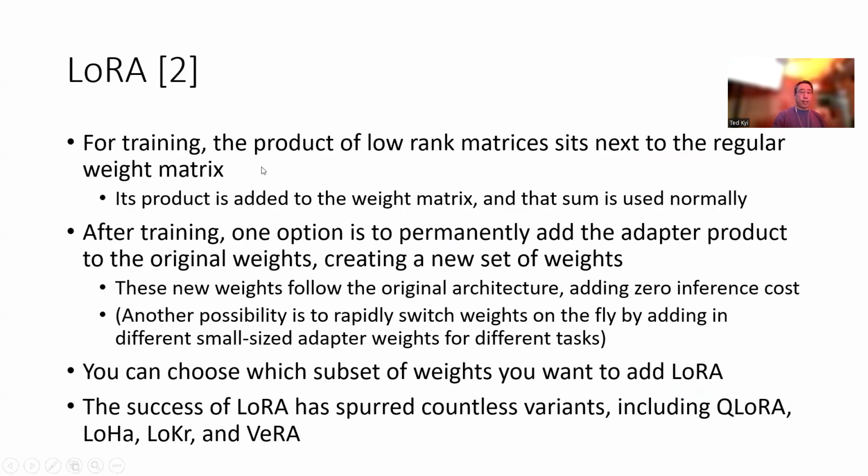So for training, this product of low rank matrices sits next to it and gets added in. But once you're done training, you can just take that product of the two orange and add it to the blue, and the new blue prime becomes your new weights. So there's zero inference cost, zero change. There are actually other possibilities people talked about. I don't know if people are really doing this.